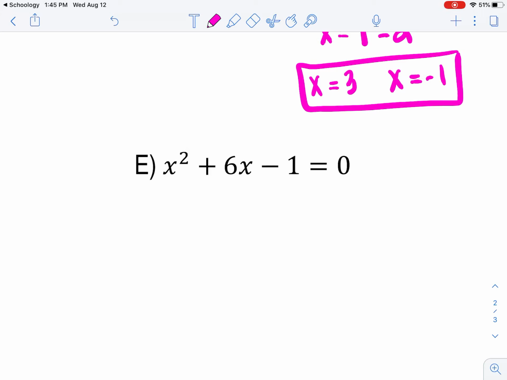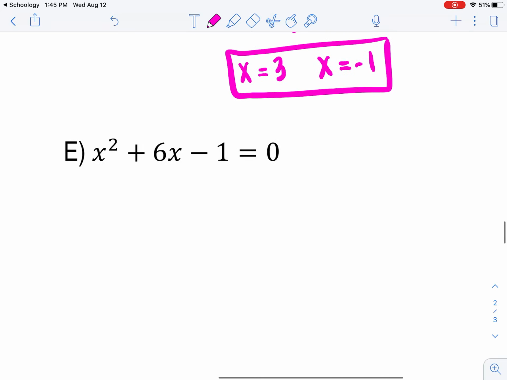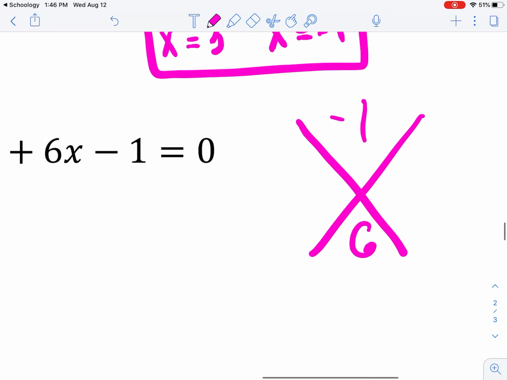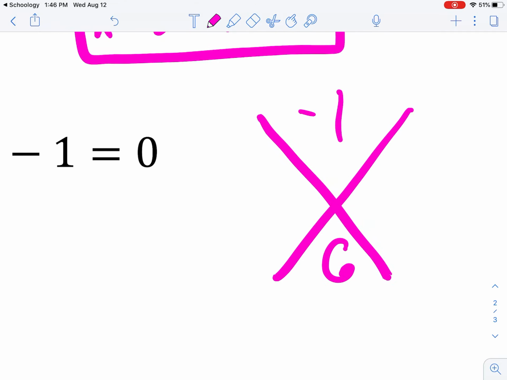All right, last one. Can I solve by square rooting? No. There's an x squared and an x. All right, so now I'm going to try to factor it. Is there a GCF? No. All right, now I'm going to use my organizational diamond. 1 times -1 is -1. B is 6.